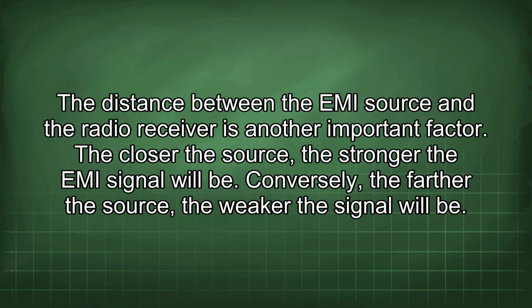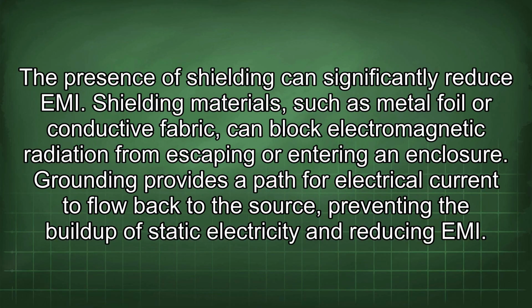The distance between the EMI source and the radio receiver is another important factor. The closer the source, the stronger the EMI signal will be. Conversely, the farther the source, the weaker the signal will be. The presence of shielding can significantly reduce EMI. Shielding materials, such as metal foil or conductive fabric, can block electromagnetic radiation from escaping or entering an enclosure.